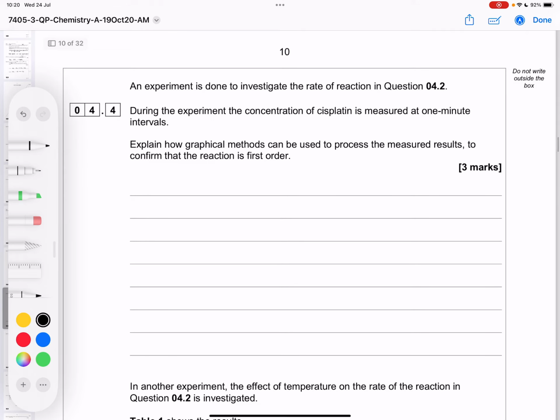An experiment is done to investigate the rate of the reaction in question 4.2, that was the hydrolysis reaction. During the experiment, the concentration of cisplatin is measured at 1 minute intervals. So we're measuring concentration against time. Explain how graphical methods can be used to process the measured results to confirm that the reaction is first order. So we would plot concentration against time.